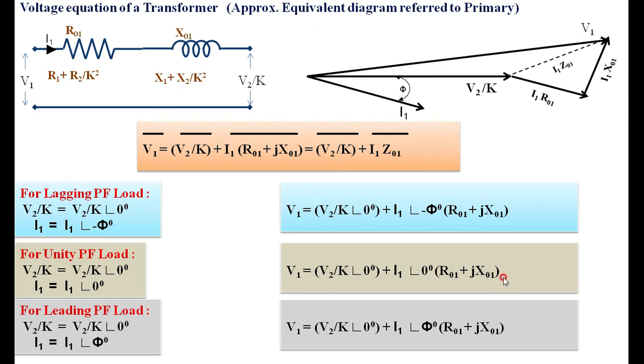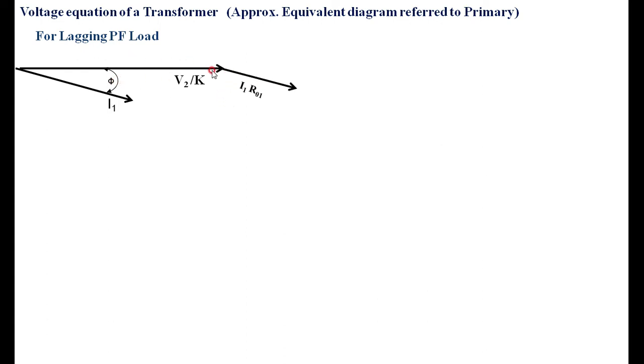Suppose you want to do the calculation mathematically, then you have to go to this particular diagram once again. It is for lagging power factor. I will show you, and later on how to calculate for leading and lagging I will explain. First, once again the same thing. V2 by K is a reference. Then I have current I1 lagging V2 by K by angle phi. Then I1 R01 is drawn parallel to I1 because it is a resistive drop. Now I am resolving this into two components. And there is I1 X01, then it is the total value of V1. Therefore, it is I1 Z01 that you are getting.